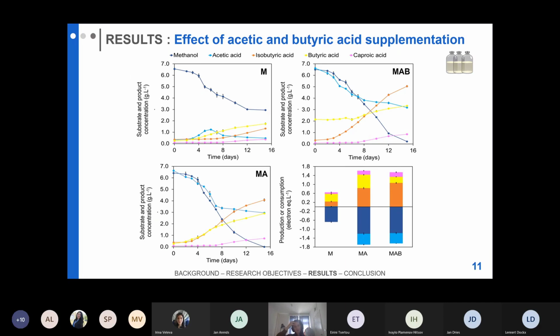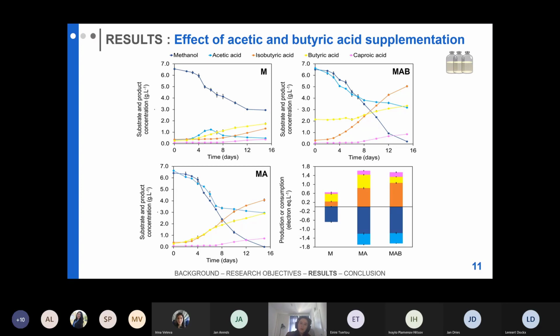Finally, we had seen that supplementing acetic and butyric acid increased isobutyric acid production, but we had no idea when it happened. So we did a time series experiment where we sampled our experiments along 15 days to see how isobutyric acid production would occur, and other products as well.